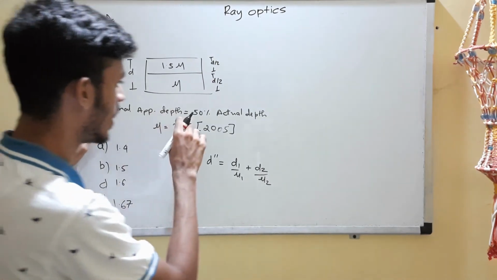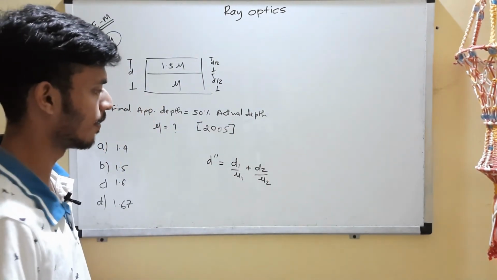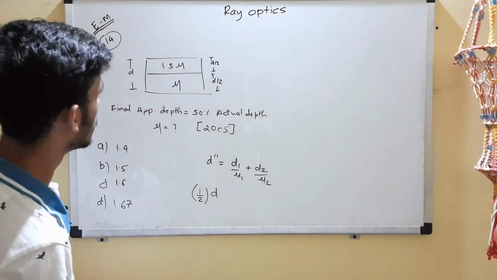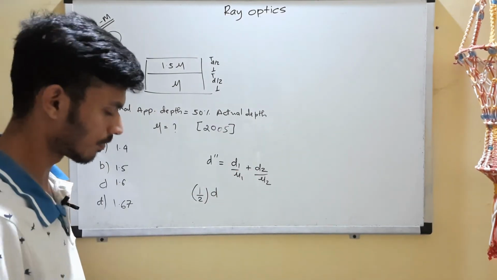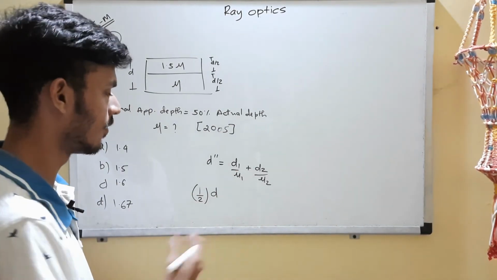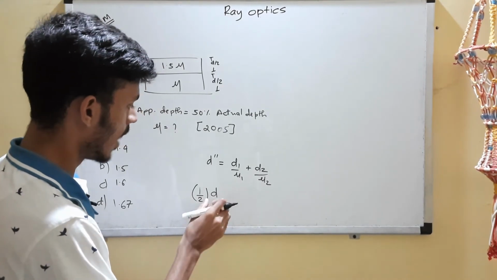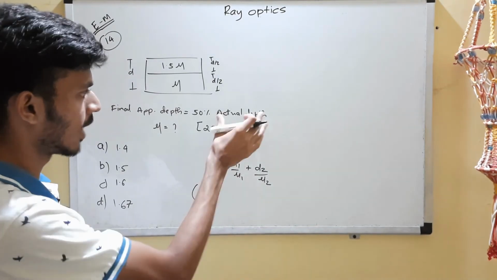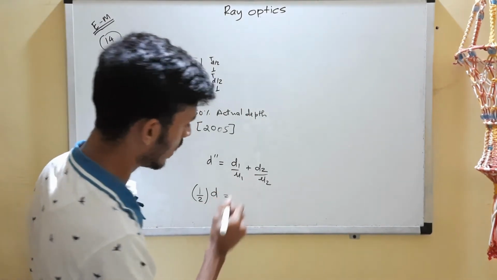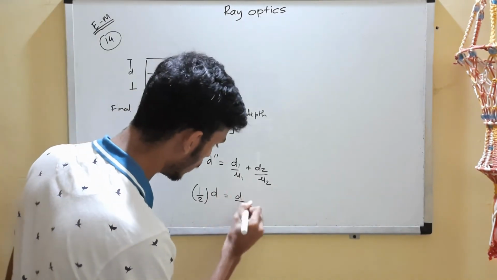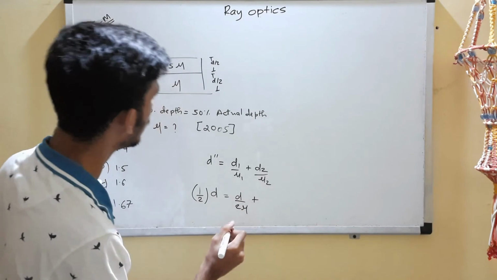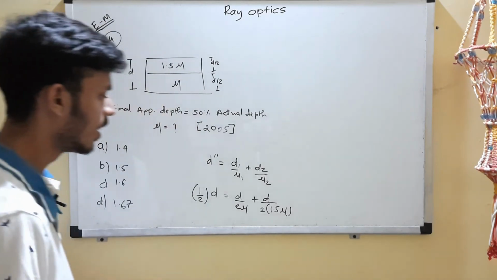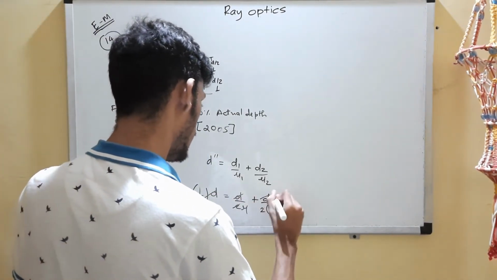So the final apparent depth is 50% of the actual depth. 50% basically means half, right? 50 upon 100, which is half. So the final apparent depth is half of your actual depth, and that is what I have written. And then d1 is again d by 2, mu1 is mu, d2 is d by 2, and mu2 is 1.5 times mu. So you can see d by 2, d by 2, d by 2 will get cancelled.